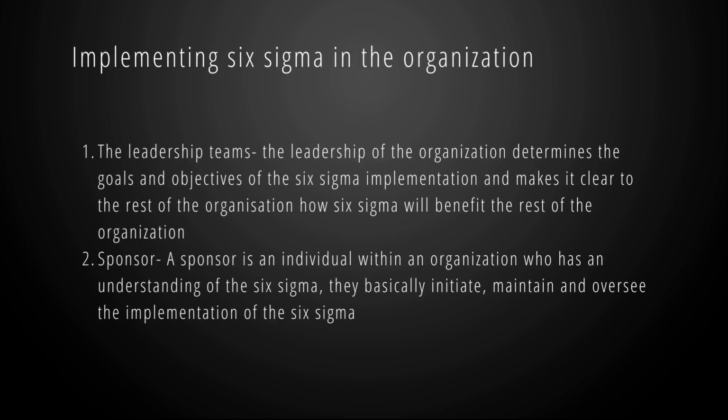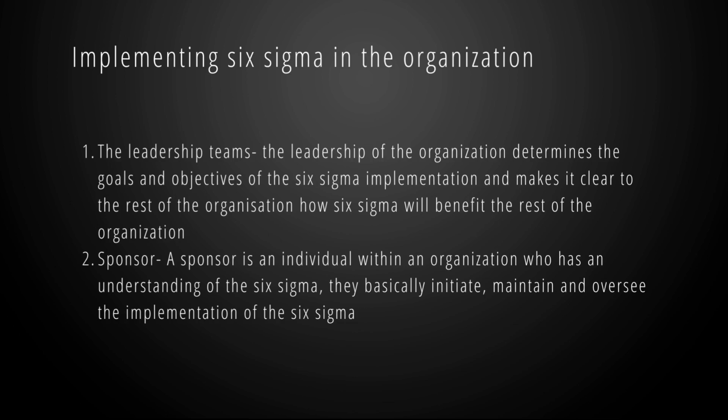So the last part that we are going to be looking at is the implementation of Six Sigma in the organization, the role of Six Sigma. So we are going to start with the leadership terms. So the leadership of the organization determines the goals and objectives of the Six Sigma and makes it clear to the rest of the organization how Six Sigma would benefit the rest of the organization.